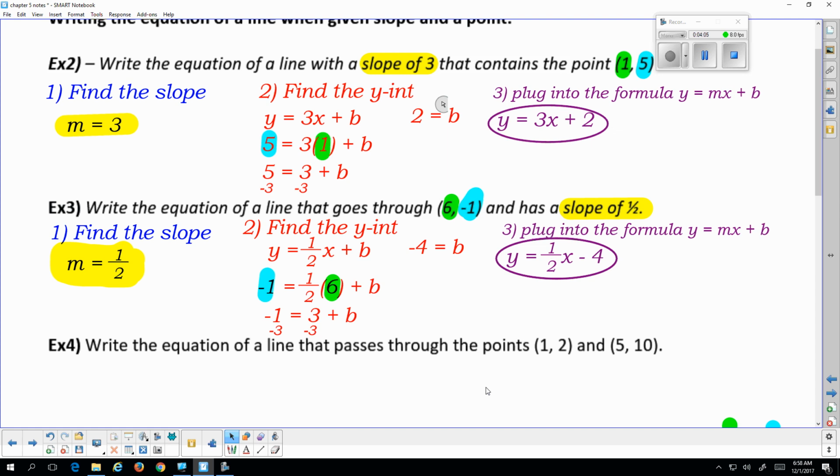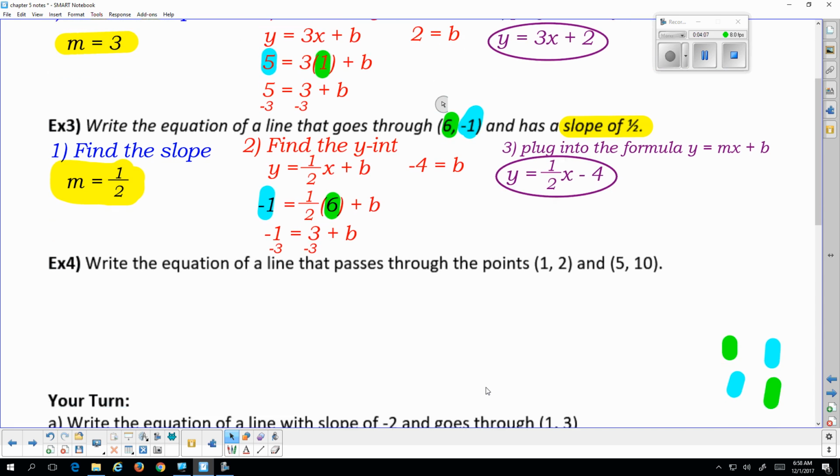Now, the last one. Write the equation of a line that passes through the points 1, 2, and 5, 10. Here's the thing. 2 points define a line. So as soon as we have 2 points, we can figure out the equation. There's just a lot of work we have to do. We follow the same process as we did above.